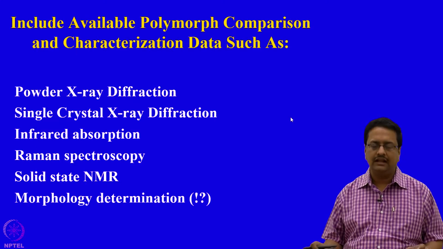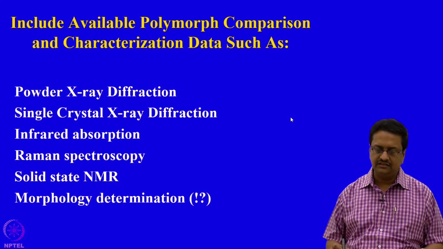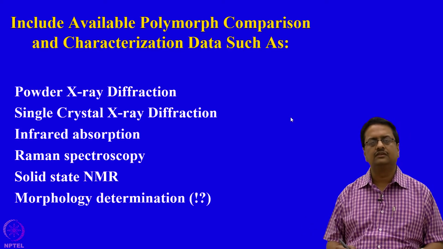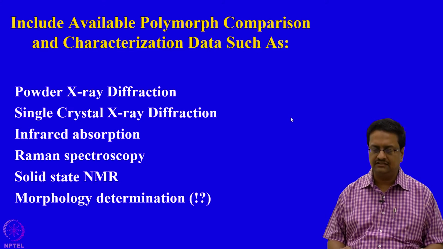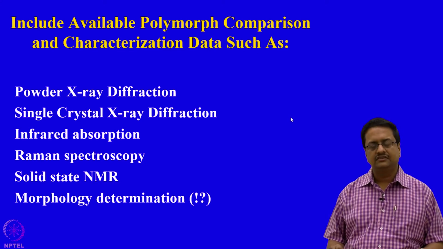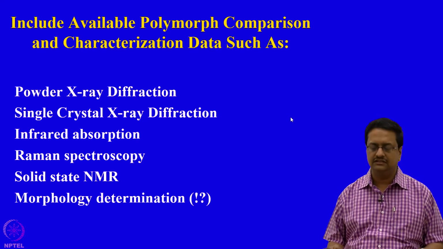So, when we try to characterize these crystalline forms, we use different methods. The first and foremost important method is powder X-ray diffraction. Then if we can grow a single crystal, one can do single crystal X-ray diffraction to elucidate the structure. We can do IR or Raman spectroscopy, solid state NMR, and also we can identify polymorphs by morphology, but it can lead to some difficulty.